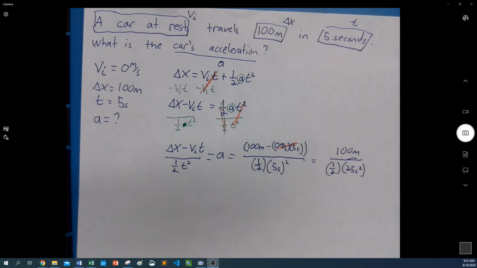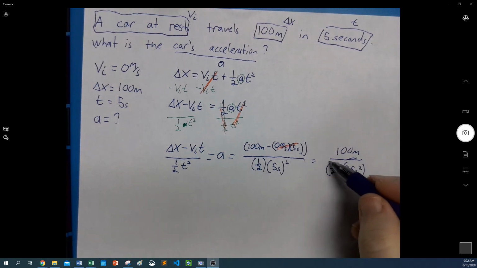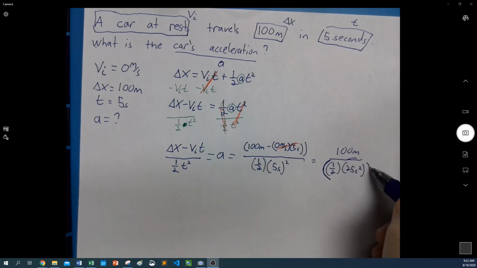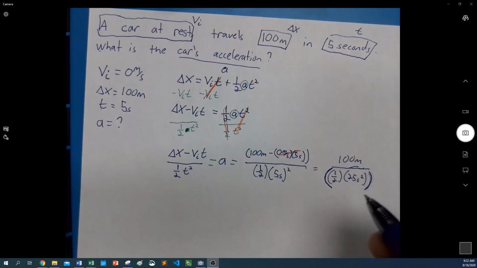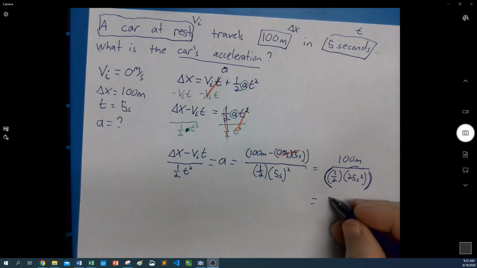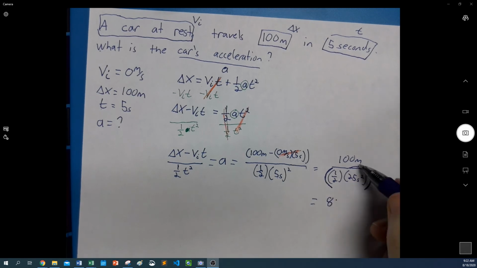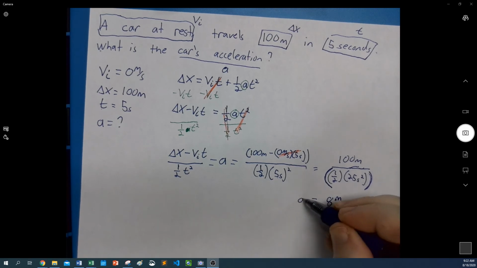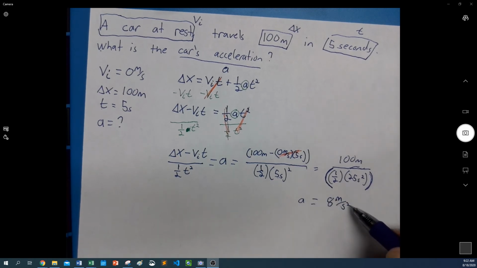Then you can plug that into the calculator. Note, very important, if you're plugging this in a calculator, you need to put the entire denominator in parentheses. If you plug that into the calculator, you will get an answer of 8. And it's meters divided by second squared. This is also an acceleration, so I'd expect the units to be meters per second squared.